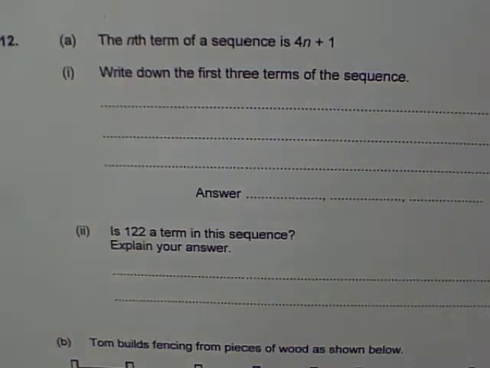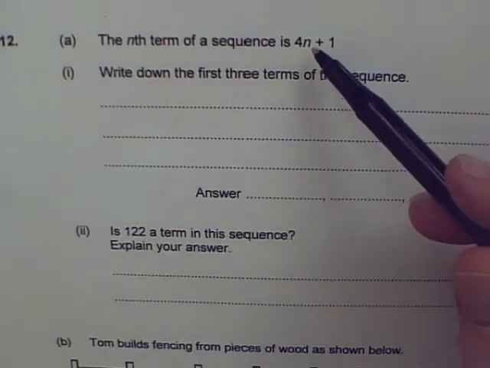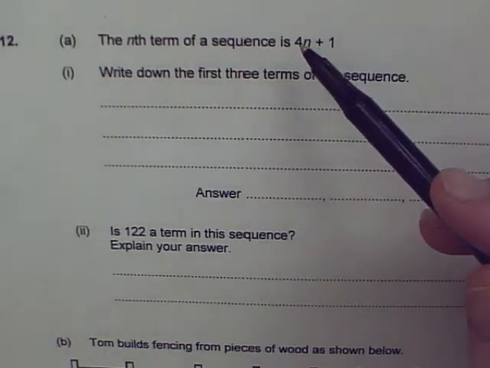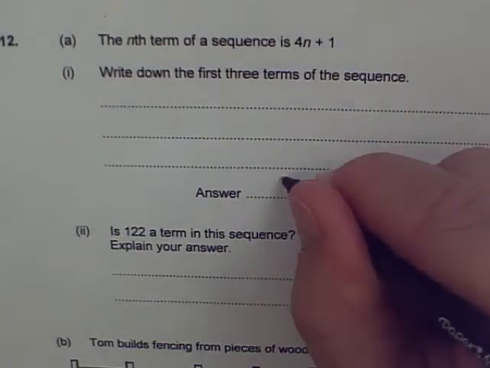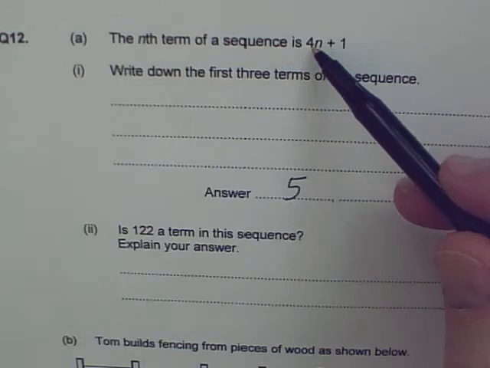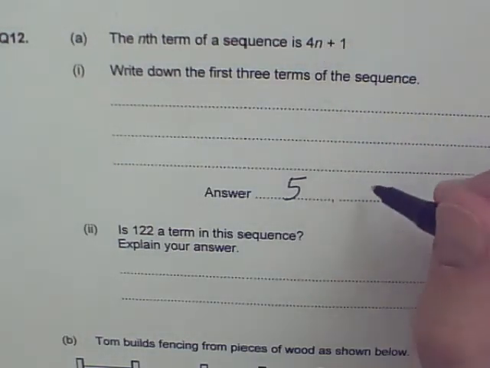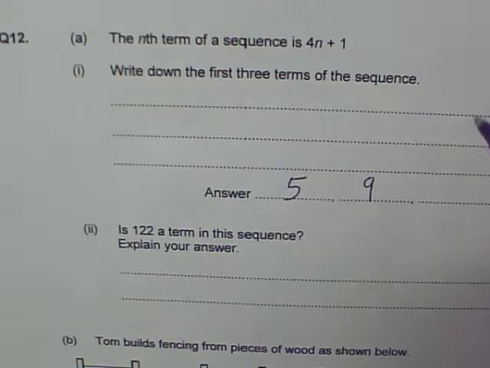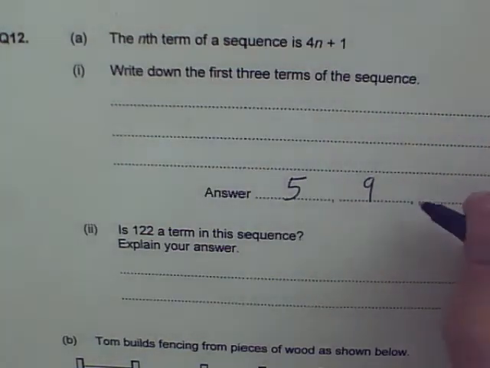Okay, this was generally really well done. The nth term of a sequence is 4n plus 1. Write down the first three terms of the sequence. Well, the first term is when n equals 1. When n equals 1, 4 lots of 1 is 4, plus 1, it gives me 5. When n is 2, 4 lots of 2 is 8, plus 1 gives me 9. And when n is 3, 4 lots of 3 is 12, plus 1 gives me 13.